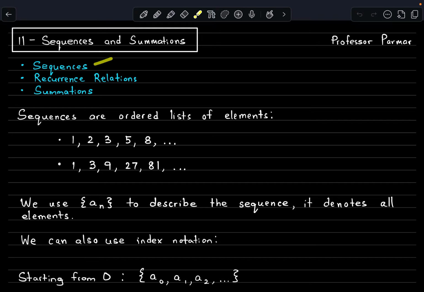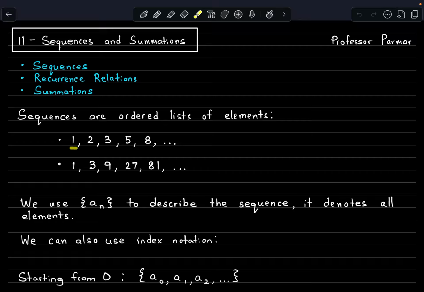Okay, so we're going to cover, of course, sequences, something called recurrence relations, and summations. Last time we talked about sets, which were groups of objects that did not have to be in any particular order. Sequences are groups where the order is now going to matter. These are ordered lists of elements.